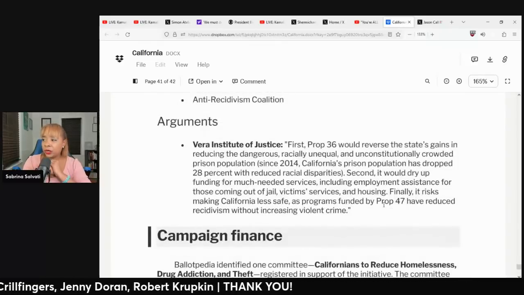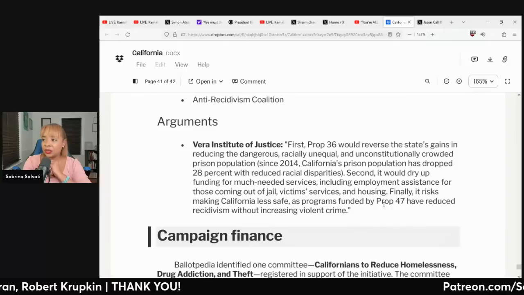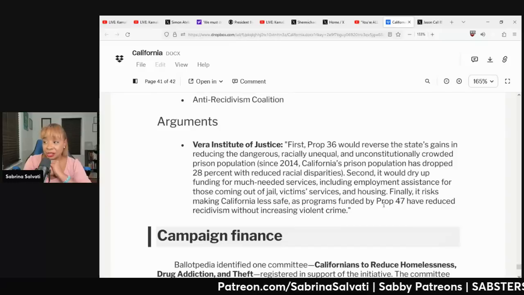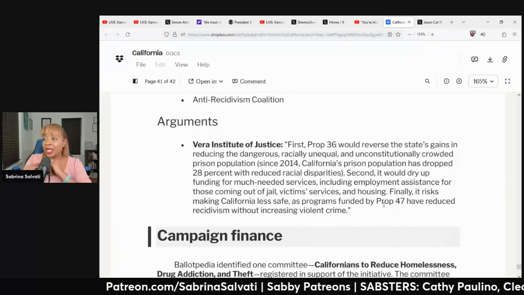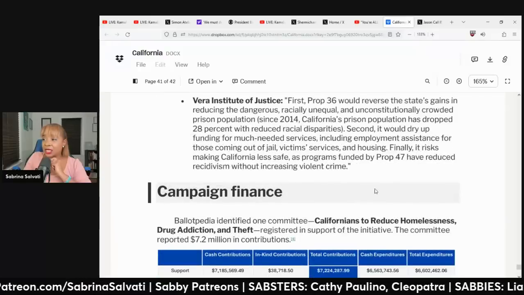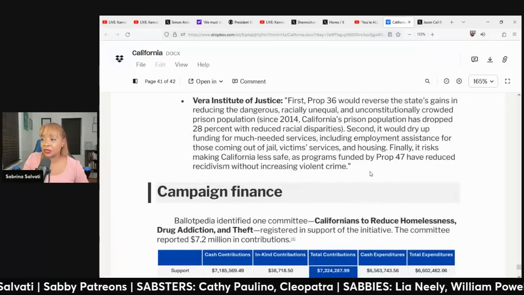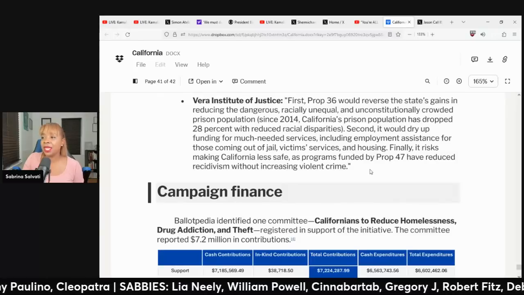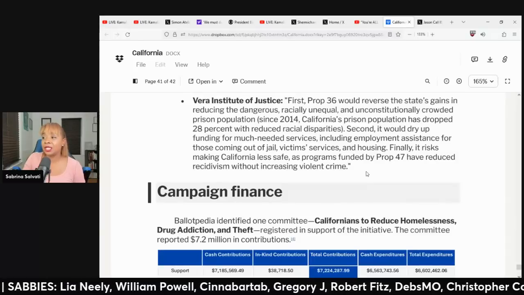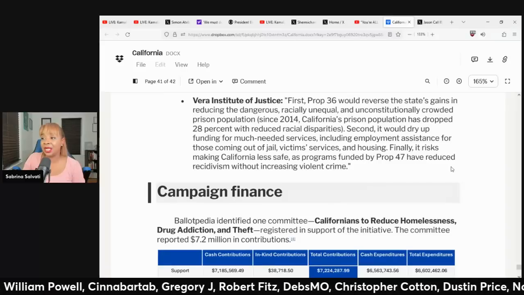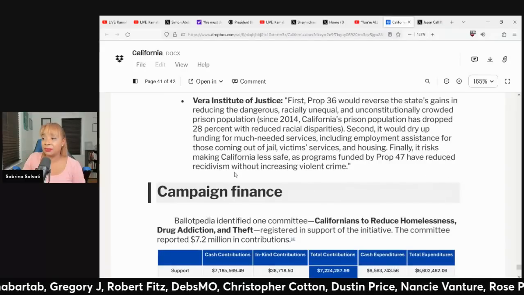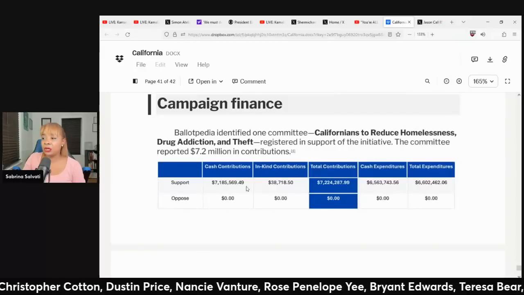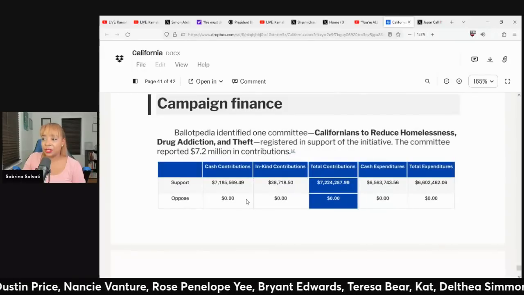Here's their argument. Prop 36 would reverse the state's gains in reducing the dangerous, racially unequal, and unconstitutionally crowded prison population. Second, it would dry up funding for much needed services, including employment assistance for those coming out of jail, victim services, and housing. Finally, it risks making California less safe, as programs funded by Proposition 47 have reduced recidivism without increasing violent crime. There's $7.1 million spent to support this, zero to oppose.